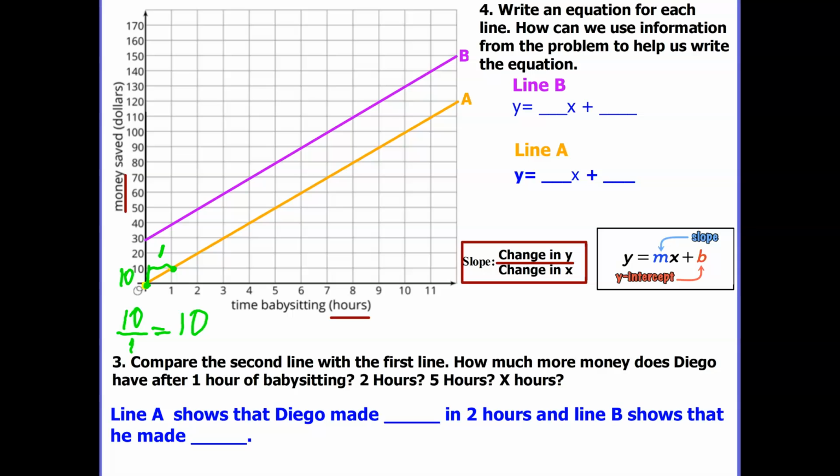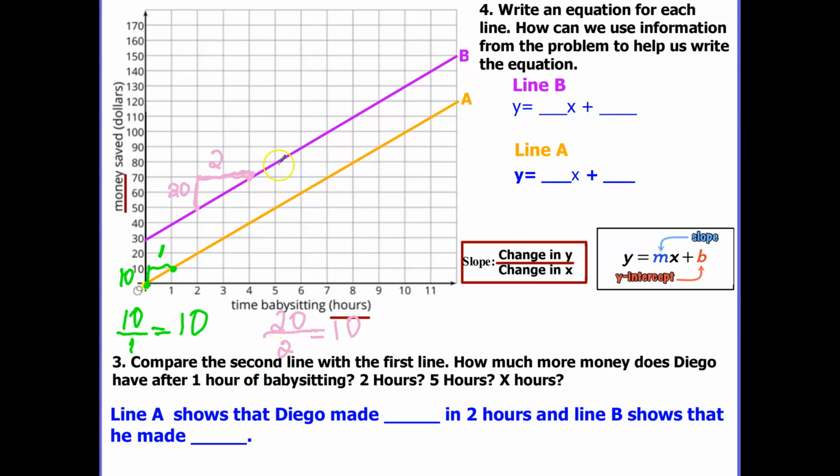So for the second line, line B, I am going to pick 2 points and look at the slope. So for this one, I can see that the change in y is from 50 to 70, so that is 20. And the change in x is from 2 to 4, which is 2. So 20 divided by 2 equals 10. So both of them have the same slope.